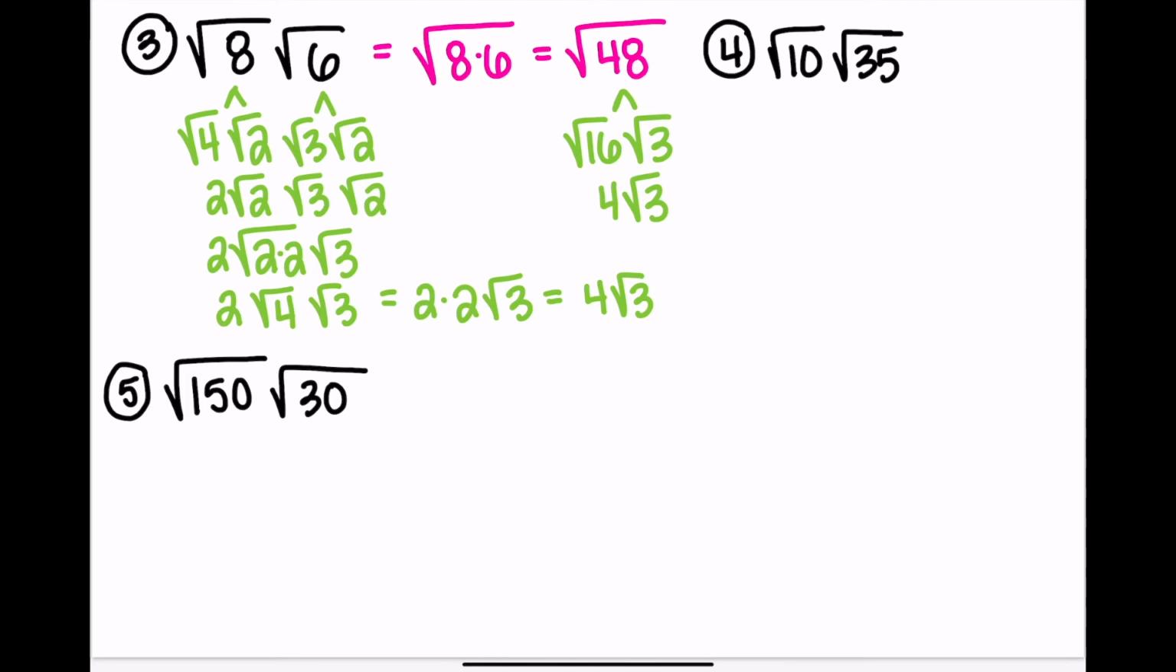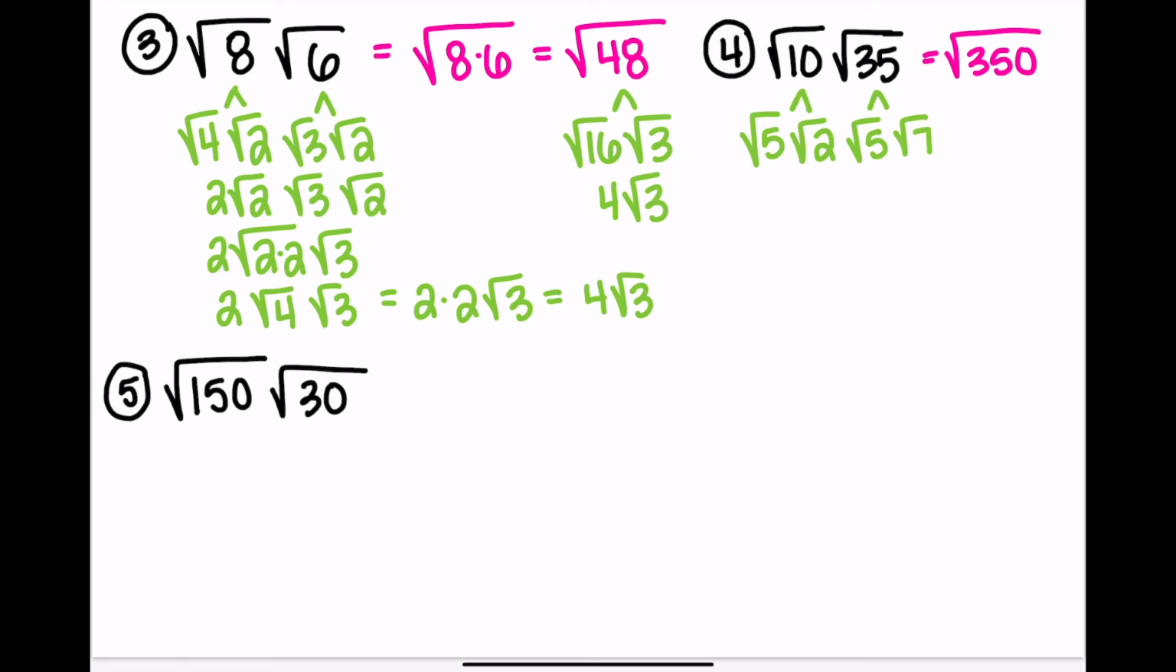All right, number 4. We can multiply these straight together, but if I'm looking for the square root of 350 and trying to simplify that, I'm going to have to do a lot of guessing and checking to find the perfect square that goes into 350. So instead of doing that, let's go ahead and break this down. So this would be square root of 5, square root of 2. And 35 can be broken down to 7 times 5. So square root of 5 times square root of 7.